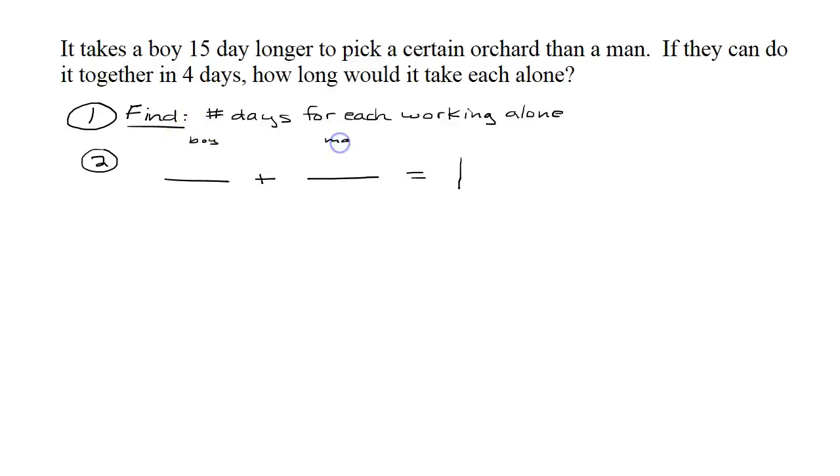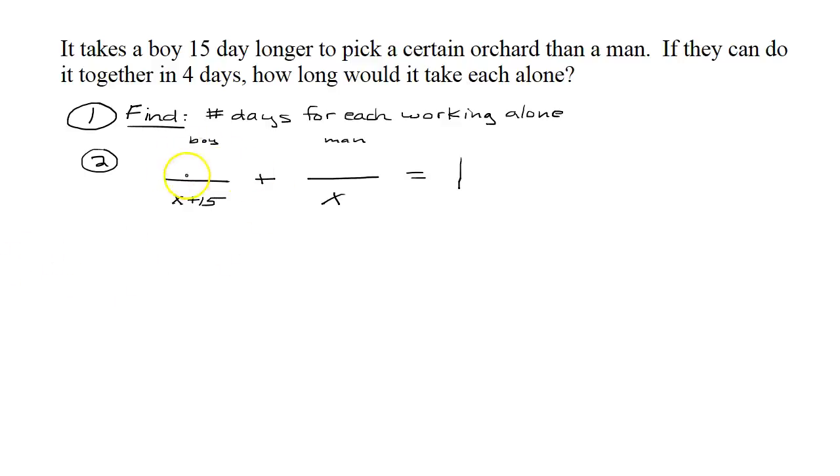So I'm going to label those. On the bottom of the fraction, I put how long it would take them each working alone. Well, I don't know that, so that's where my variables are going to come in. But if you look at this, it says it takes the boy 15 days longer than it does the man. So if it takes the man x days, then it's going to take the boy x plus 15 days.